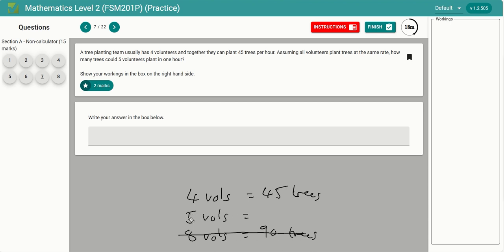So how do we get from 4 to 5? Well, the answer is work out what would 1 volunteer do. So 1 volunteer would be a quarter of the number of trees. So what I need to do is divide 45 by 4. How many 4s go into 45? 4 divided by 4 is 1. 5 divided by 4 is 1 with a remainder of 1. Put in a decimal point and a 0 so I can park the 1 on top. 4s into 10 goes twice with the remainder of 2. Put in another 0. Put the remainder of 2 on top. 20 divided by 4 is 5. So 1 volunteer can plant 11.25 trees. So 5 volunteers is going to be 11.25 times by 5.